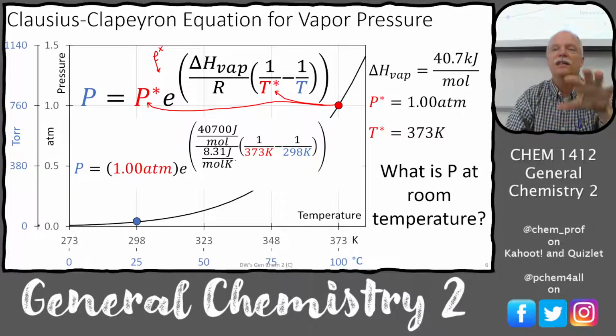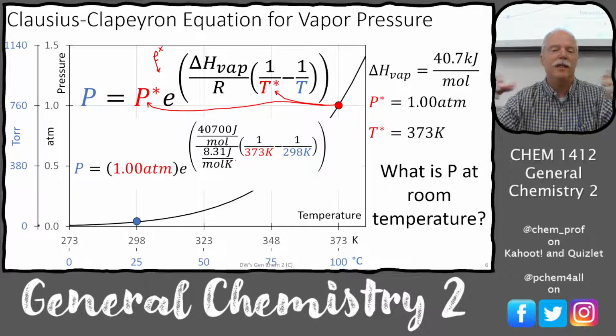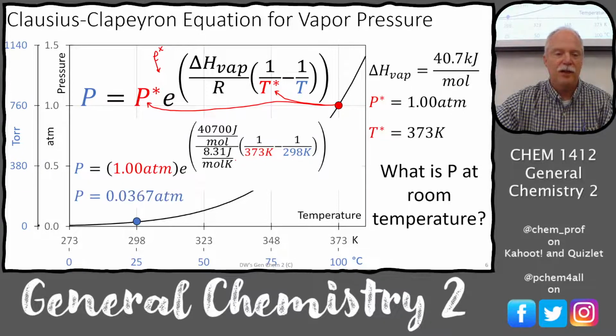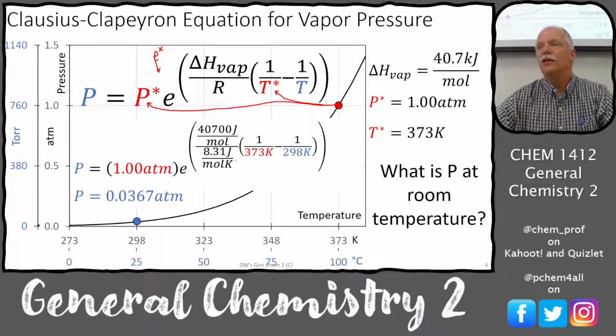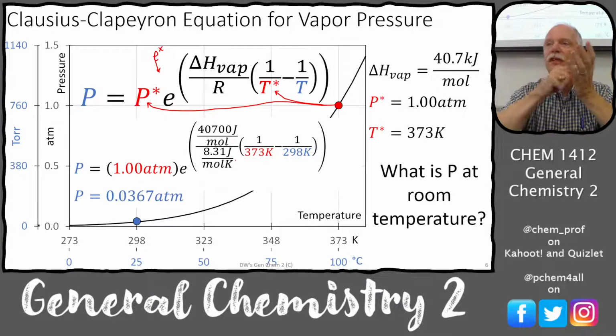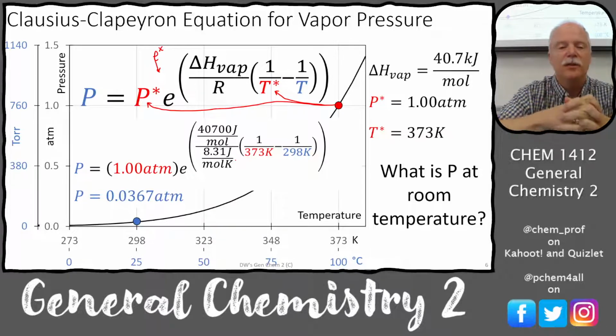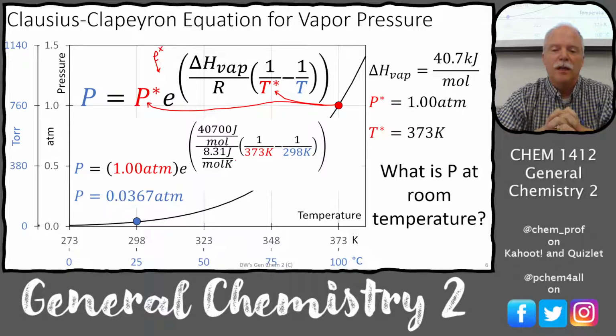If you're looking at this and you're thinking, okay, that makes sense, we plug in the numbers and we get this value here, 0.0367 atmospheres. Okay, great, but you didn't do it yourself. So you get your calculator and you do this on your own time when you're going back through the notes. You can do it now too if you wish, but this is not an easy calculation to type into the calculator.